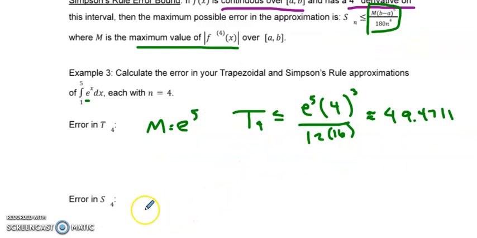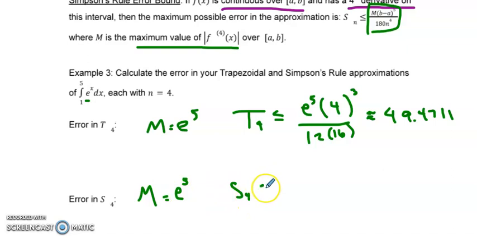All right, let's do Simpson's error with 4 partitions, and the first thing we have to do is find the maximum value of the fourth derivative of e to the x over the interval a to b, which is 1 to 5. And actually, it's going to be the same thing because e to the x keeps differentiating to itself. So I'm still going to need e to the 5th for my max.